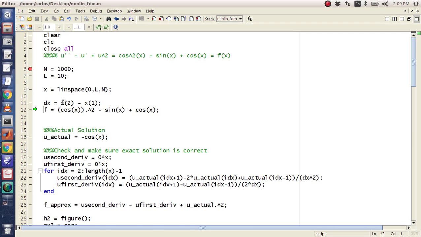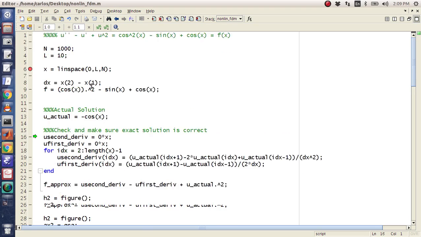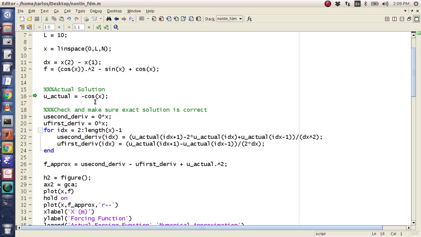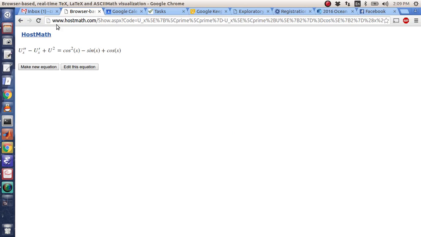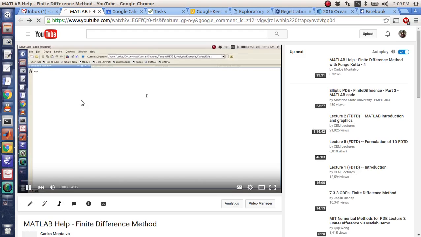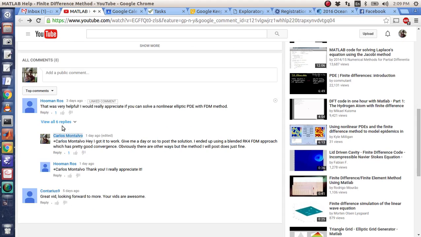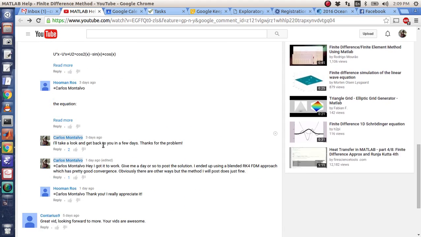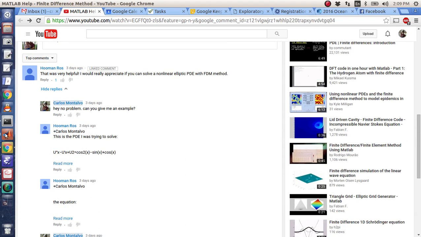I grabbed dx, which is x of 2 minus x of 1. So my dx in this case is 0.01. And then here's f of x. And then here's the actual solution. I think Human Ross posted that the exact solution was cosine x here. It doesn't matter. He posted it somewhere.